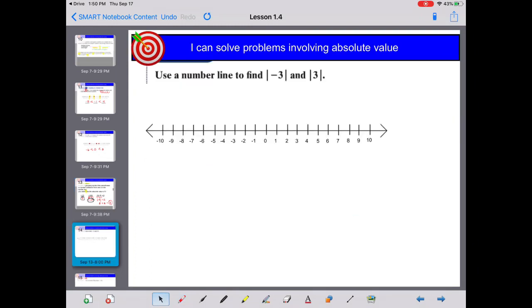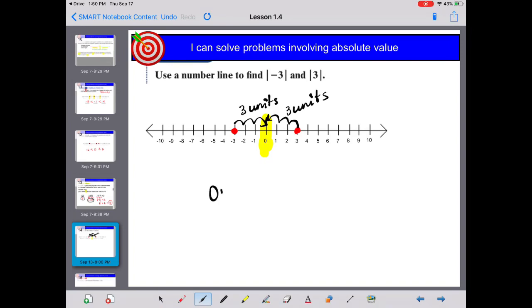Let's try some more. Use the number line to find the absolute value of -3 and the absolute value of 3. Let's put a dot at -3 and put a dot at 3. Now remember, 0 is our goal when we're talking about absolute value. So how far away from 0 is -3? 1, 2, 3. 3 units. That's the absolute value. How far is 3 away from 0? This one is also 3 units.